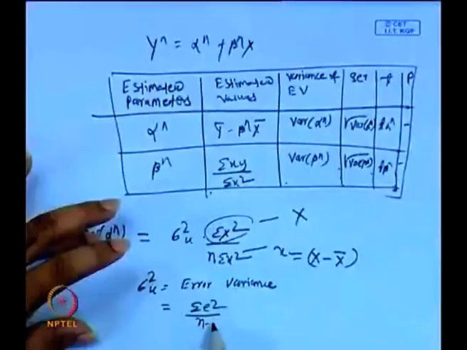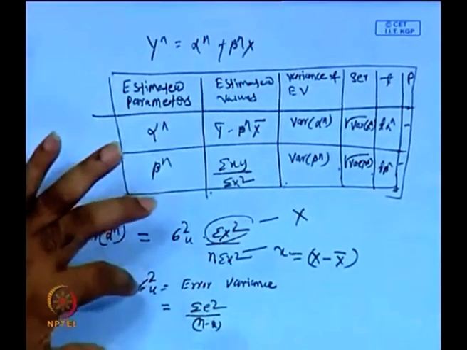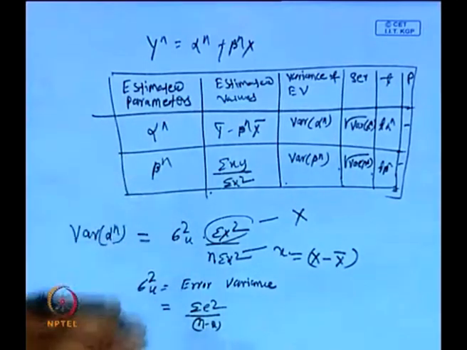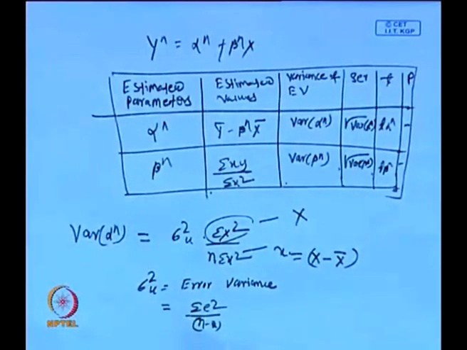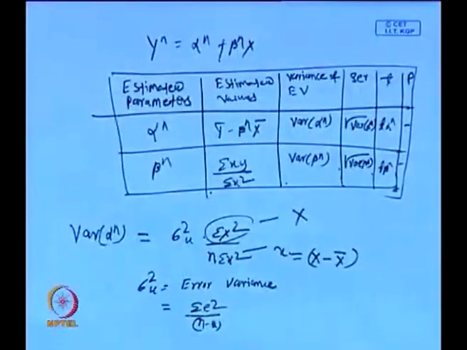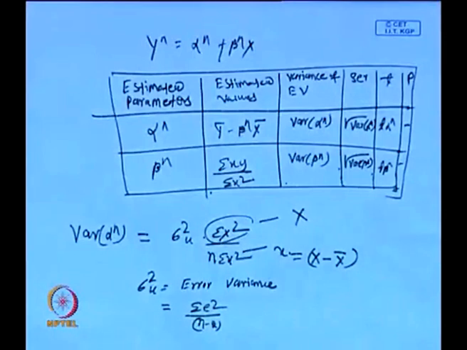Sometimes this error variance is represented as sigma square u equal to summation e square by n minus 2. We can put it another way: summation e square by n minus k, where k is the number of variables in the system, or the number of parameters in the system. Since this model is a bivariate one, obviously there are two variables and two parameters, that is the alpha parameter and the beta parameter. As a result, k is 2.